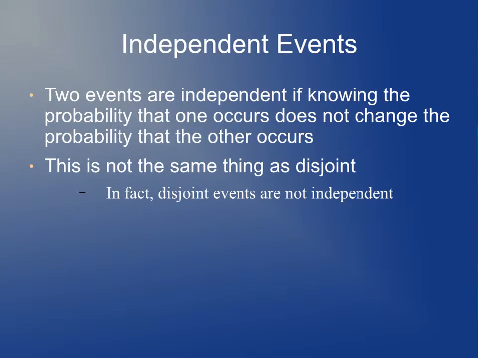Next piece of terminology is independent events, which are events such that if you know the outcome of one event, that doesn't tell you anything about the probability that the other event occurs. And this is not the same thing as disjoint, because in fact disjoint events are never independent. If I flip a coin once and event 1 is getting heads, event 2 is getting tails, those two events are disjoint, but they're not independent, because if I get heads, I know I didn't get tails, and likewise if I get tails, I know I didn't get heads.